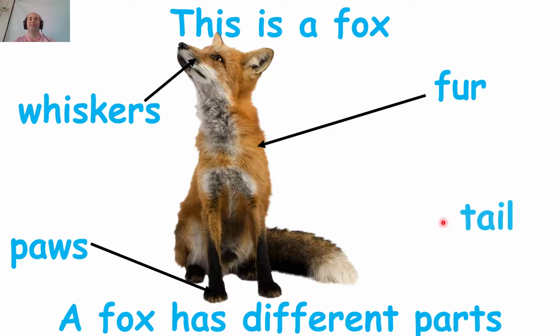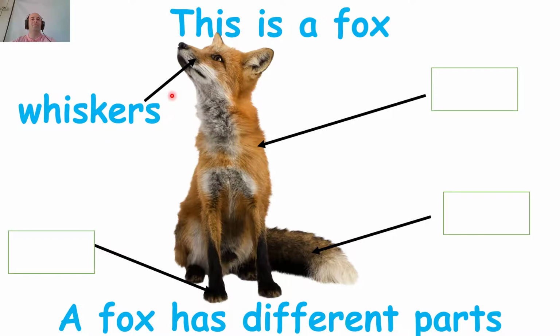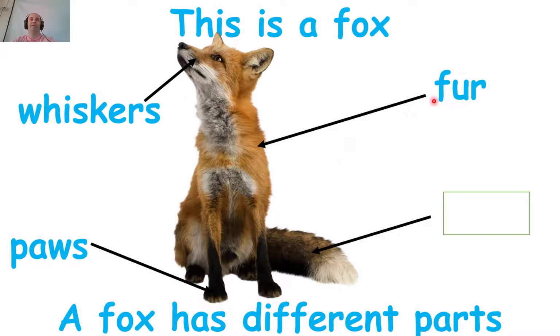And the last one. A fox has a tail. This is the tail. Can you remember them? Whiskers, paws, fur, and a tail. So, we have the whiskers, we have the paws, we have fur, and we have a tail. Many animals have a tail, like an elephant or a monkey, a dog, they have a tail. Okay, good. Let's move on.